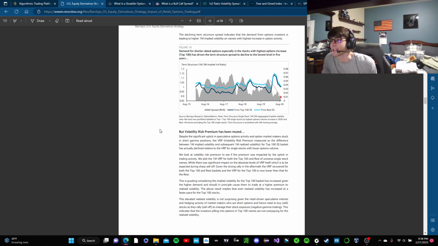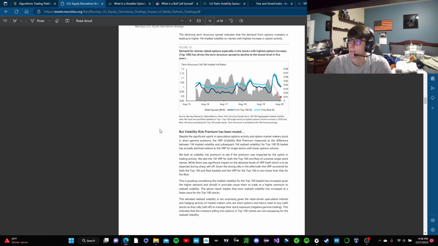Despite the significant uptick in speculative options activity and option market makers stuck in short gamma positions, VRP, volatility risk premium, measured as the difference between 1 month implied volatility and subsequent 1 month realized volatility for the top 100 single stock basket, has actually declined relative to VRP for single stocks with lower options volume. When we look at volatility risk premium to see if premium was impacted by the uptick in trading activity, we plot the 1 month VRP for both the top 100 and rest of the universe single stock names.